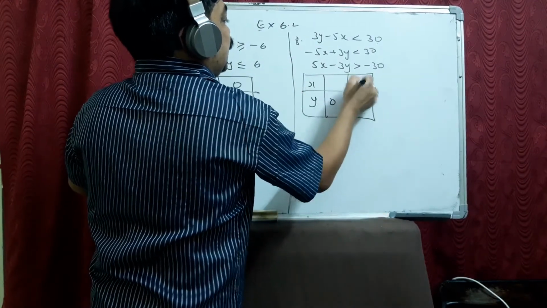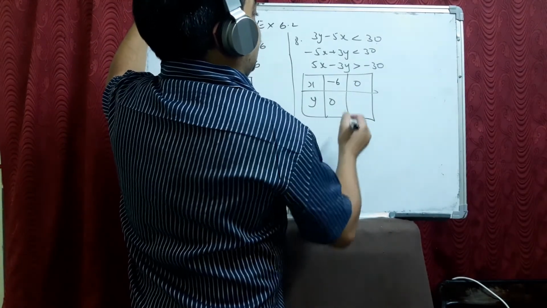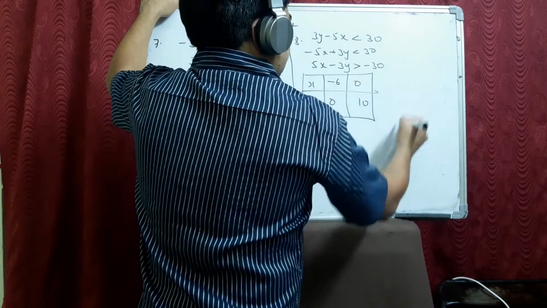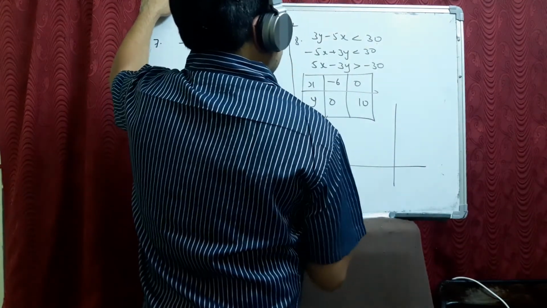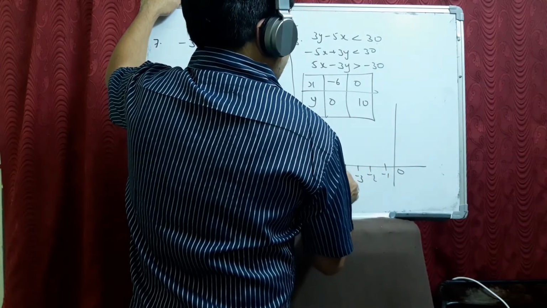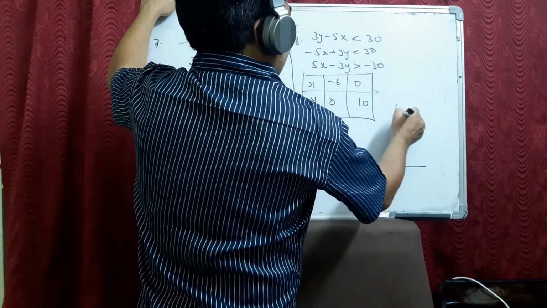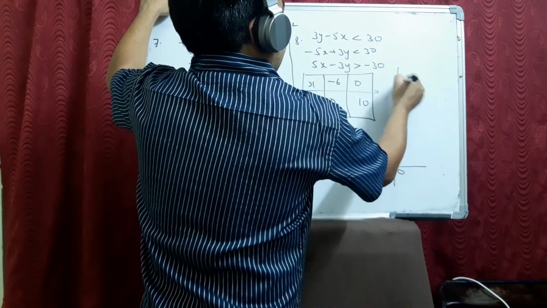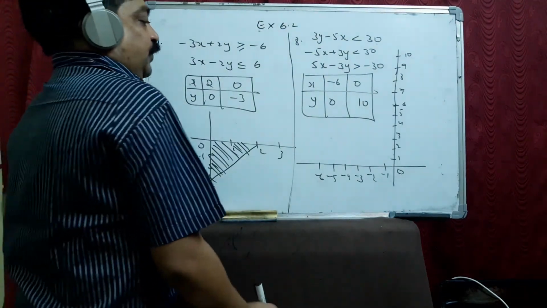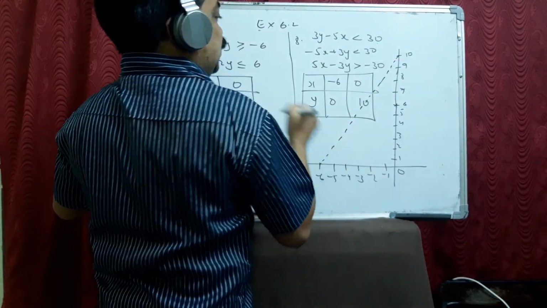x, y, 0, 0. When y is 0, x will be minus 6. When x is 0, y will be 10. So x is minus 6 and y will be 10. 0, minus 1, minus 2, minus 3, minus 4, minus 5, minus 6, and y will be 10: 1, 2, 3, 4, 5, 6, 7, 8, 9. These all things you have to draw in the graph, guys. Minus 6 and 10, and it should be a dotted line, because there is no equal to symbol.